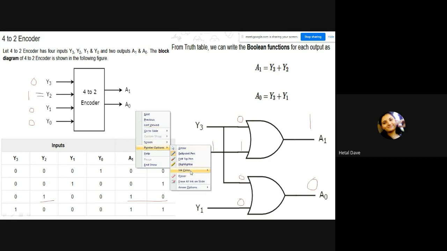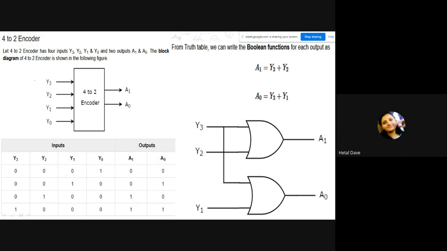Last combination, let's say I press the y3 switch. The others are not pressed, meaning they are 0. So let's verify it with the circuit. Y3 is 1, y2 and y1 are 0. So 1 or 0 gives 1, and 1 or 0 gives 1. So the output should be 1 1.